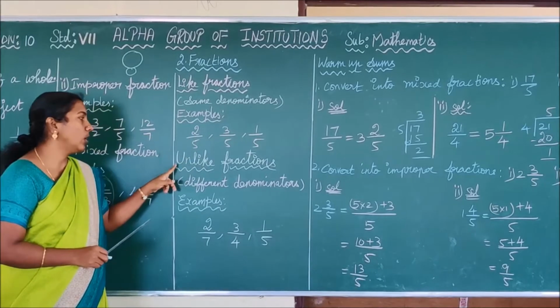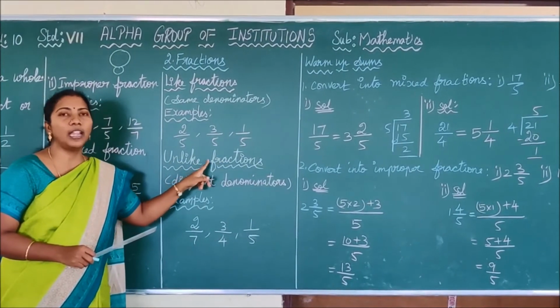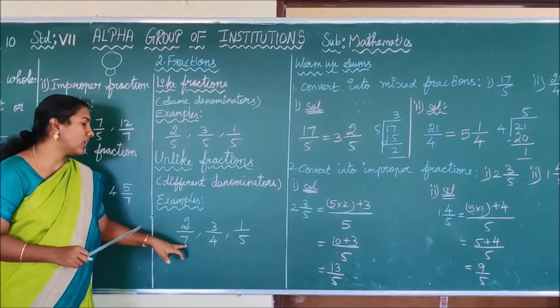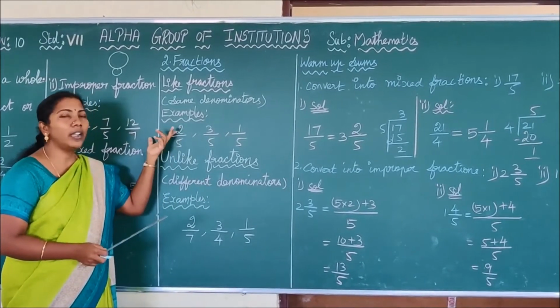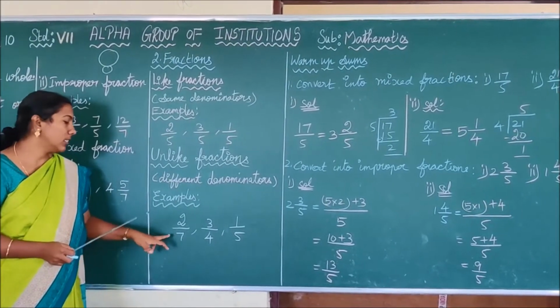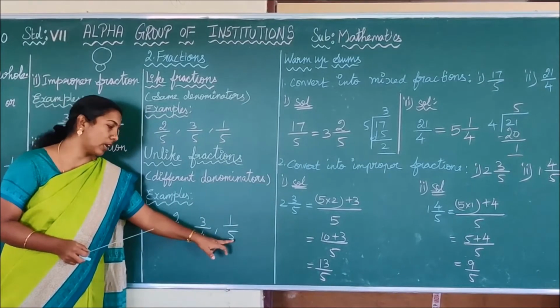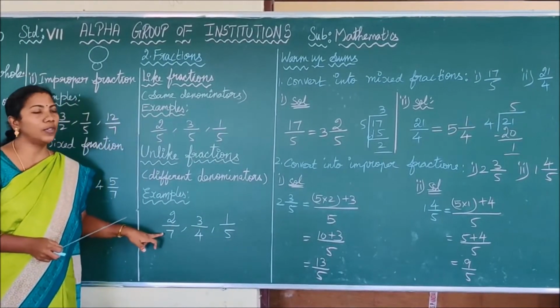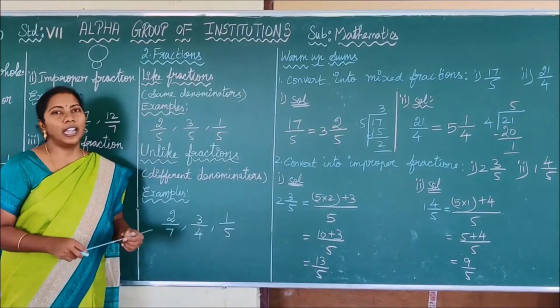See the next one, unlike fractions. What is meant by unlike fractions? The denominators are different. Whatever is not like is said to be unlike. See here, 2 by 7, 3 by 4, 1 by 5. All the denominators are not same. So we call these fractions unlike fractions.